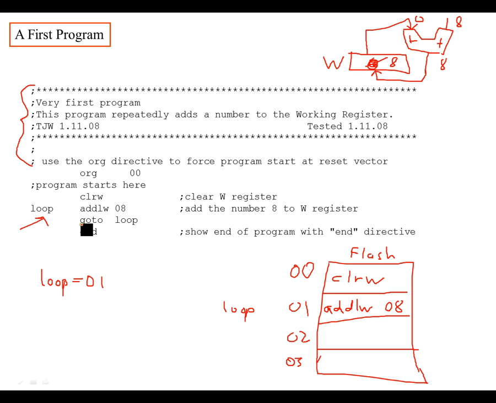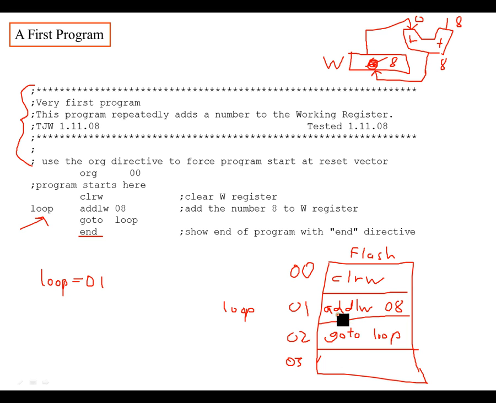Now the next instruction says go to loop, so this is going to be go to loop. And then end doesn't actually get implemented. It just tells you that's an assembler directive as well. It says that's just the end of the program. So it just tells the program that's the end.